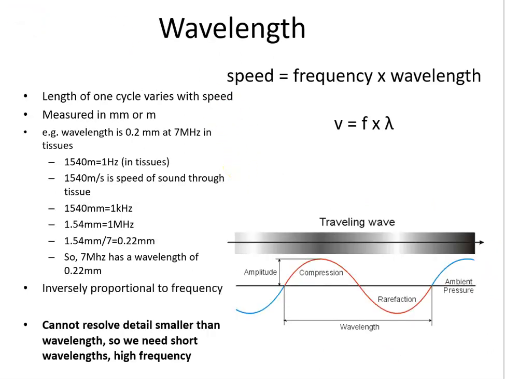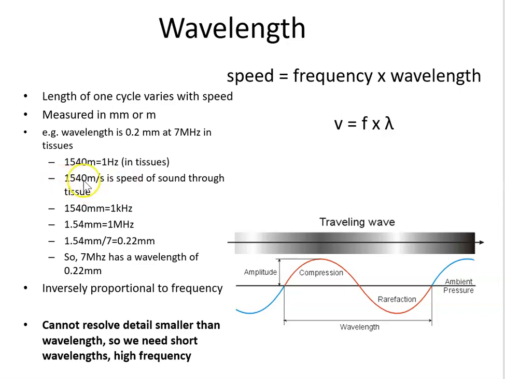So this slide helps to illustrate how wavelength and frequency are related to hertz. So our speed is just frequency multiplied by wavelength, and we can rearrange this to then look at a specific example. So for example here, if we have a 7 megahertz source, that will have a wavelength of 0.2 millimeters. Now we can show that this is the case using the following set of calculations.